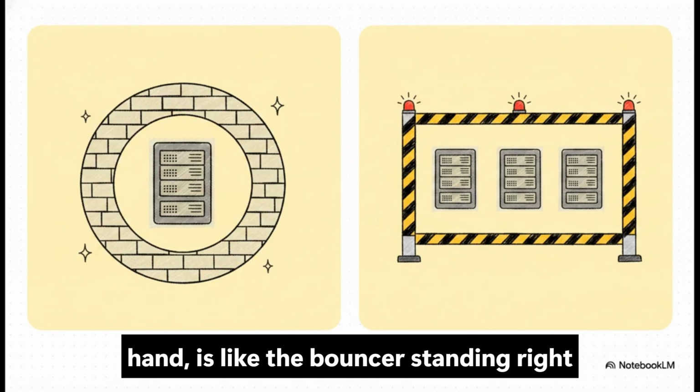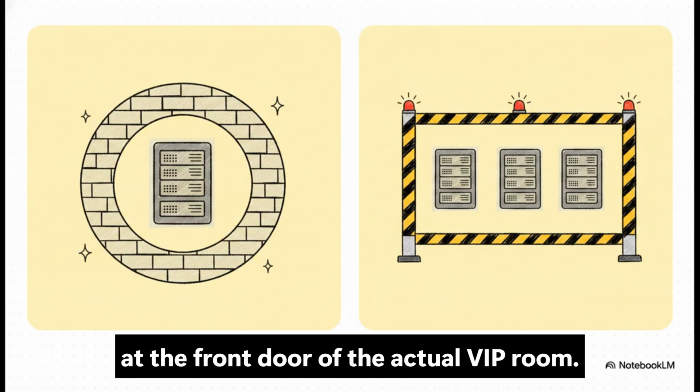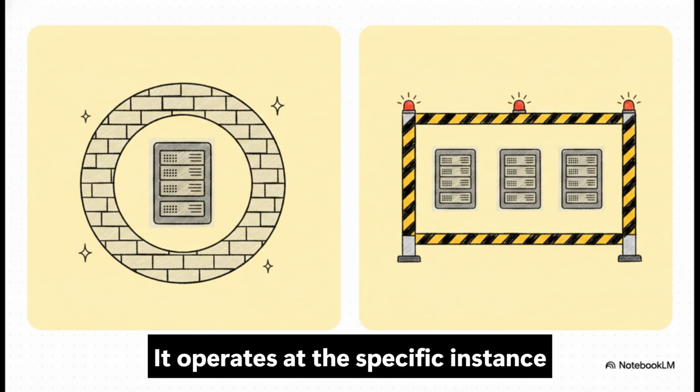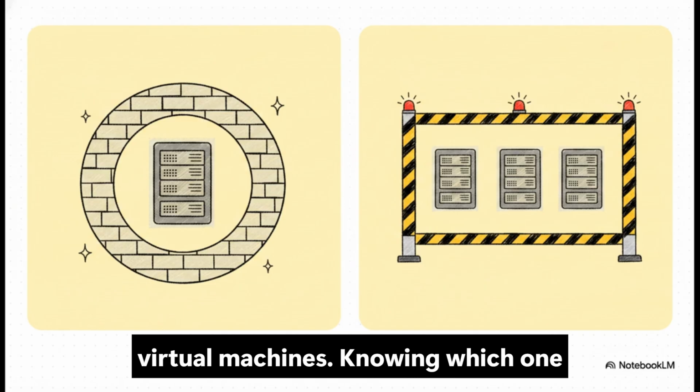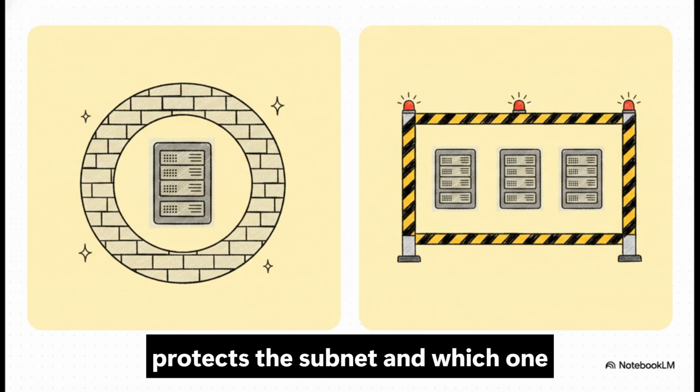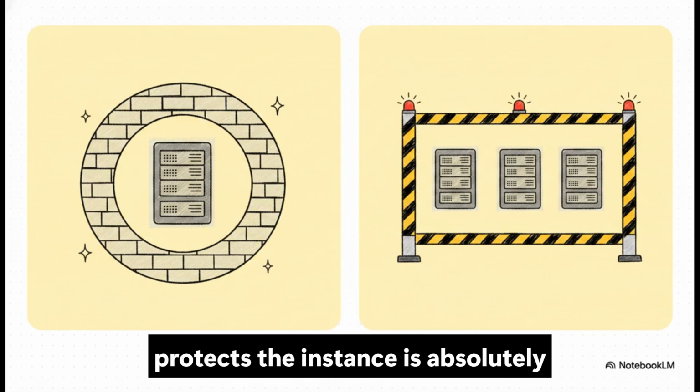property. A security group, on the other hand, is like the bouncer standing right at the front door of the actual VIP room. It operates at the specific instance level, statefully checking the IDs of incoming traffic for your individual virtual machines. Knowing which one protects the subnet and which one protects the instance is absolutely crucial.